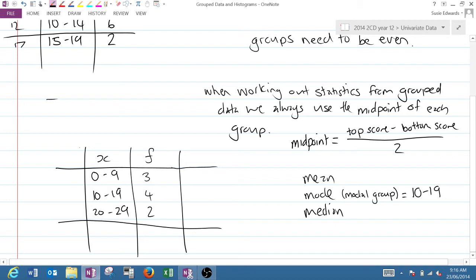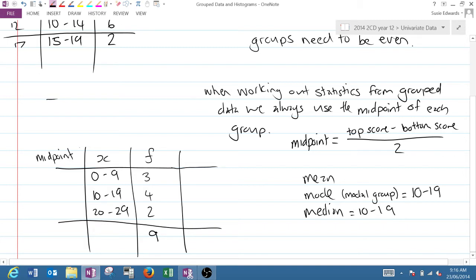The median, how many scores are there? There's 9. Okay, so 9 plus 1 is 10, divided by 2 is 5. So the fifth score in there, the fifth score is in the 10 to 19 group as well. Okay, so it's within that group. It's the mean where the midpoint comes in. So, to find the mean, we need to find the midpoint.